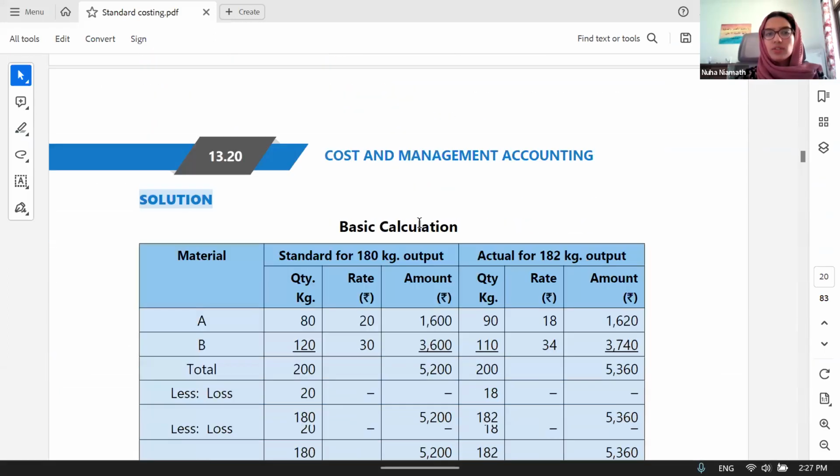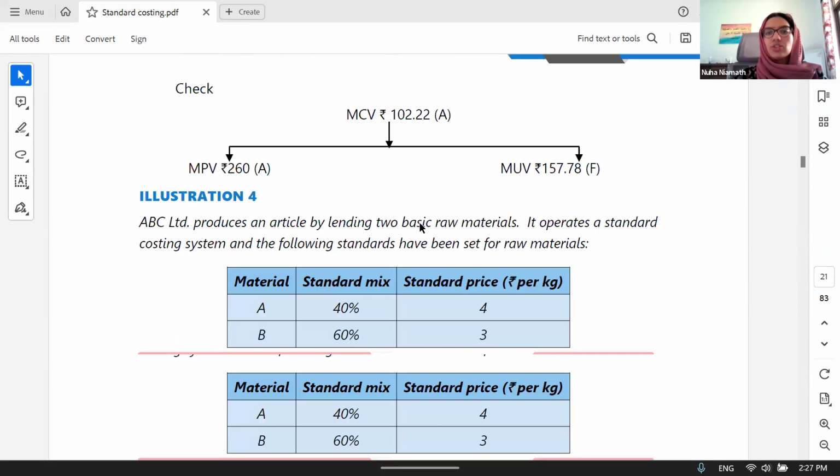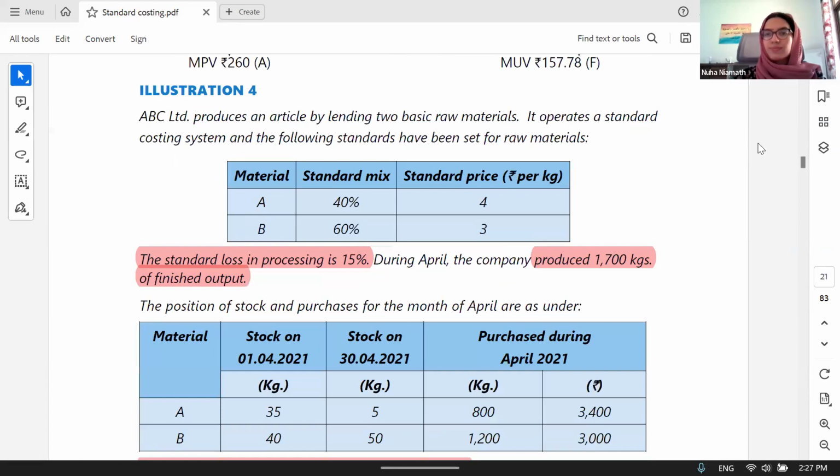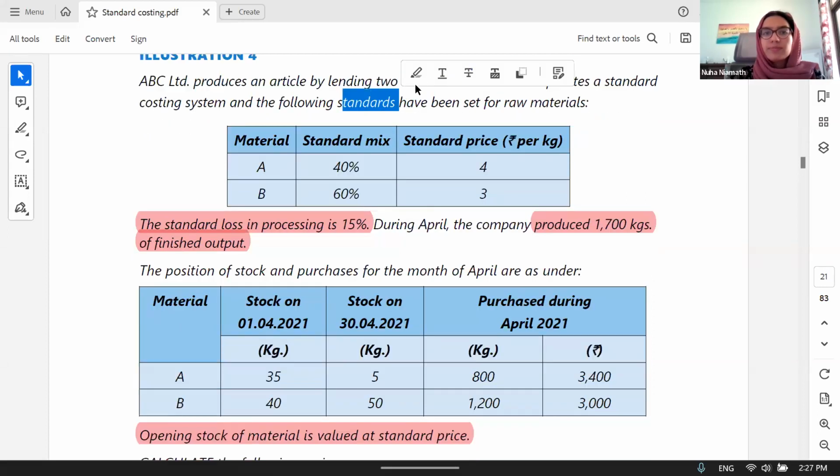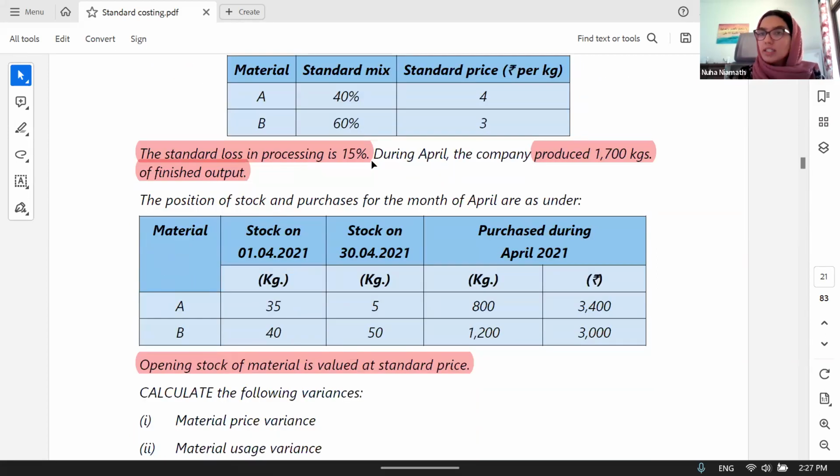So the last question for material cost is illustration 4. ABC Limited produces an article by blending two basic raw materials. It operates a standard costing system, and the following standards have been set for raw materials. Material A 40% at the standard price of rupees 4, and material B 60% at a standard price of rupees 3. So standards have been given. The standard loss again is 15% here.